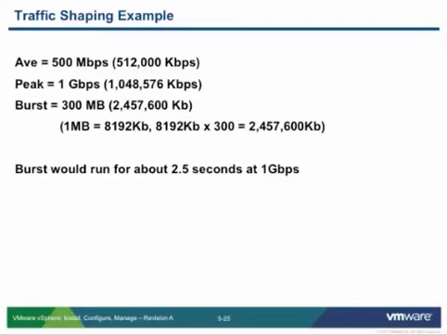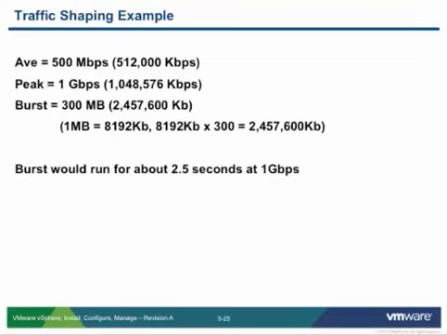Now, let's just do a little bit of quick math so we can make this easier to understand. 500 megabits per second translates into roughly 500,000 kilobits per second. The actual number's on the screen. 1 gigabit per second translates into roughly 1 million kilobits per second. And then 300 megabytes actually translates into about 2.5 million kilobits. And the math below that, just to help if you're not following, 1 megabyte is equal to just about 8,000 kilobits.